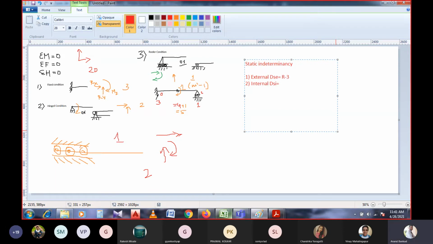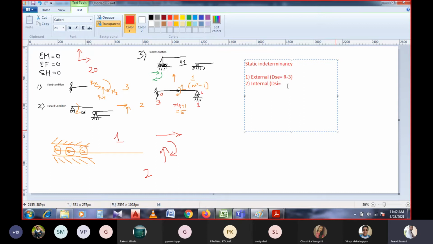That is considered for equilibrium conditions, that is three numbers. So there are three equilibrium conditions, and when you calculate the degrees of statical indeterminacy for external, you have only R minus 3 here. So please note it. DSE is nothing but R minus 3.